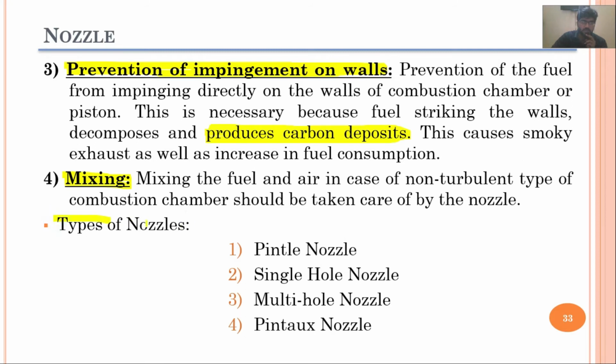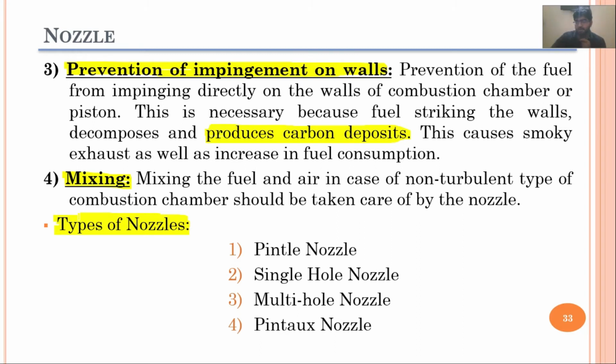Next, we have this topic of the different types of nozzles. Okay, here you can see that we have 4 different types of nozzles: pintle nozzle, single hole nozzle, multi-hole nozzle, and Pintox nozzle.